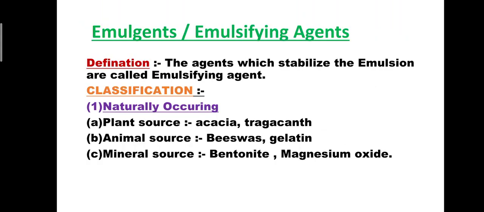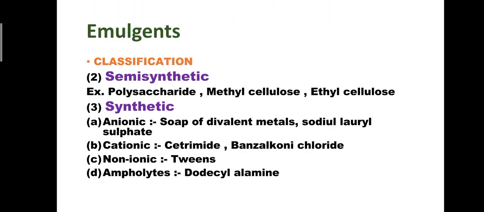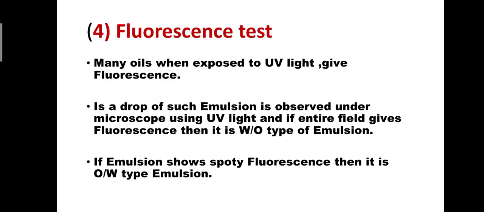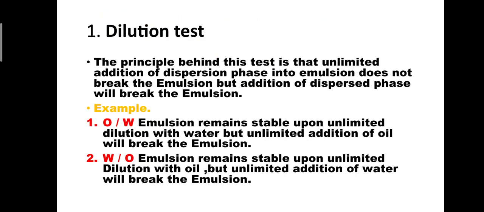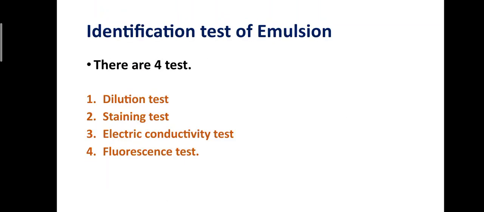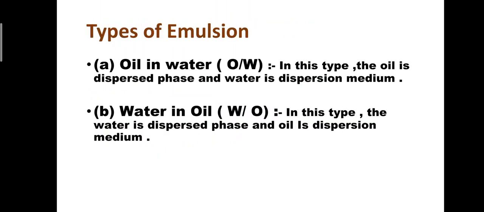Classification of emulsifying agents. Definition: the agents which stabilize the emulsion are called emulsifying agents. There are 3 types: naturally occurring, semi-synthetic, synthetic. There are tests for identification of emulsion: dilution test, staining test, electric conductivity test, and fluorescence test. Types of emulsion: oil in water, water in oil. In oil in water, oil is the dispersed phase, meaning small quantity, and water is the continuous phase, meaning large quantity.